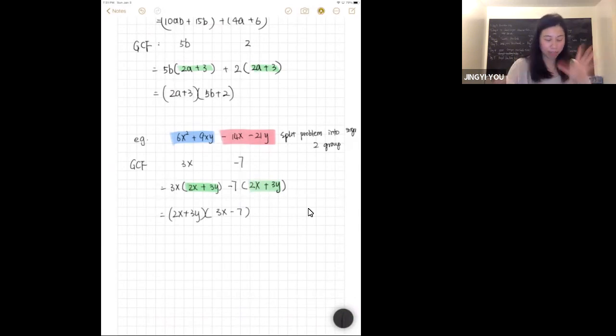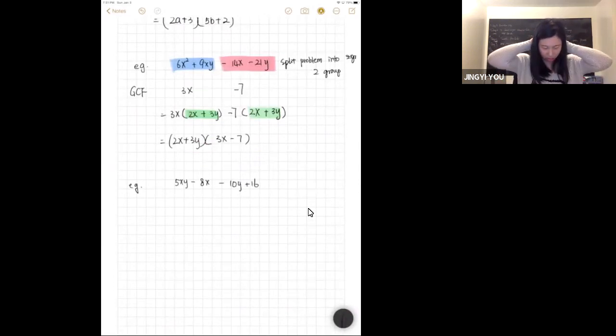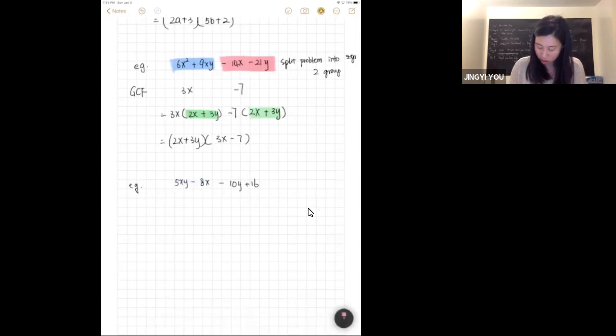So now let's do another example. What if when we group it, they don't have a common factor, like this example. I have 5xy minus 8x minus 10y plus 16. So now we group them, split them into two parts: the blue group and then the red group.